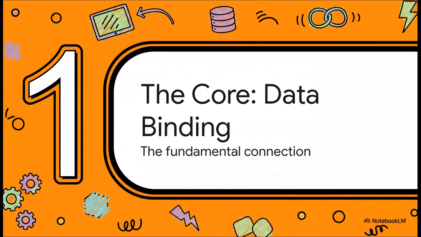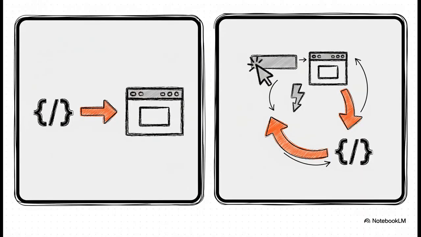Okay, so if reactivity is the what, the automatic update, then the how is something we call data binding. You can think of data binding as the actual plumbing, the fundamental connection that links a variable in your JavaScript code directly to an element on your screen. Now, this connection really comes in two main flavors. You've got one-way binding, which is like a one-way street. Data flows from your JavaScript out to the HTML to be displayed.